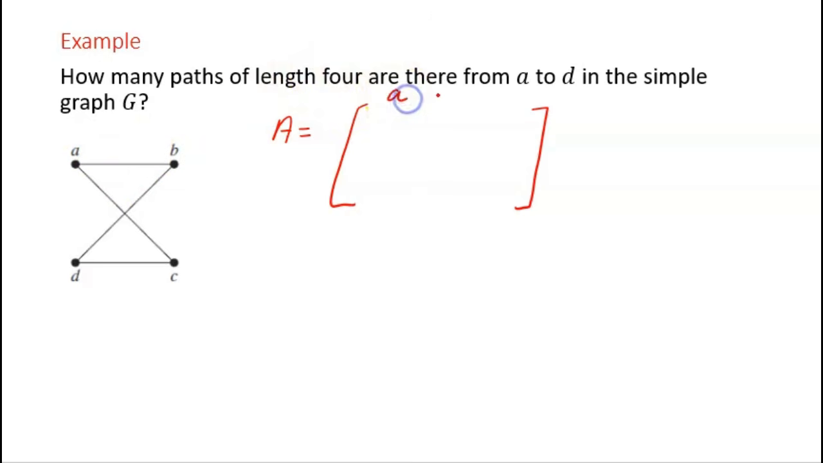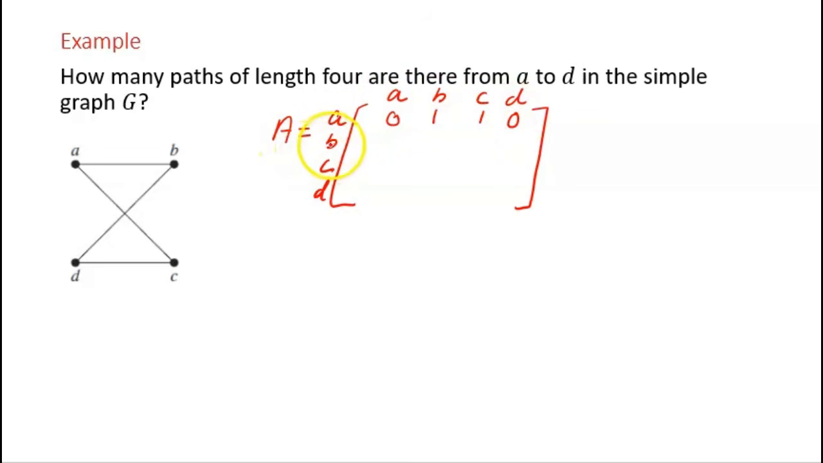The first is A, then B, then C, and then D. And we know that whatever the order we write here, A, B, C, D. A is joined to B and C, so there will be 1, A to B and A to C, and there will be 0 here. There is no edge between A to A and A to D.